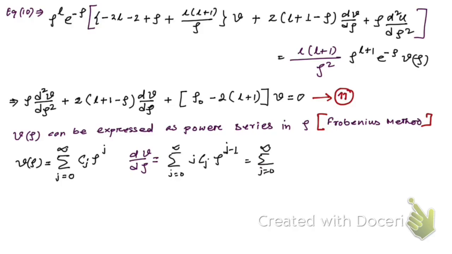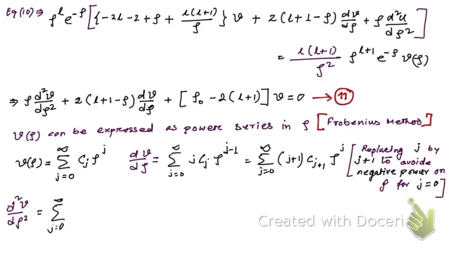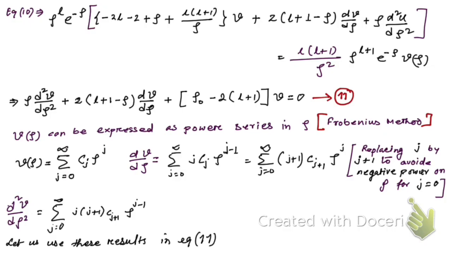Then let me replace j by j plus 1. I will explain the reason behind it: to avoid the negative power on rho. Okay, replacing j by j plus 1, we have got this, right? So again, differentiate it both sides with respect to rho, then we're going to end up getting this. So now let us use these results in equation 11.